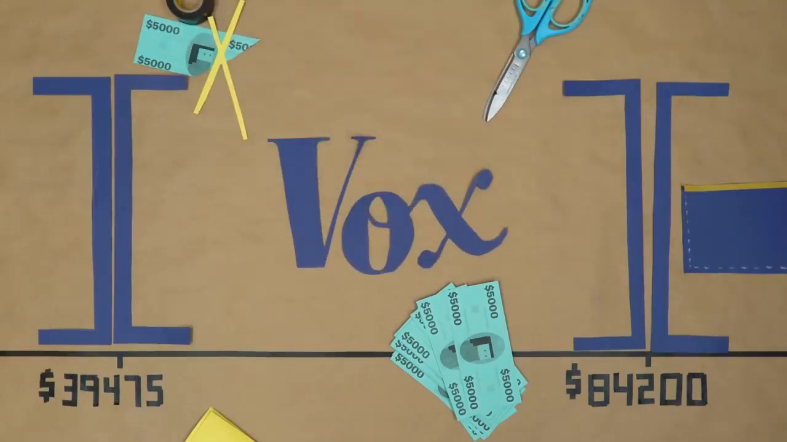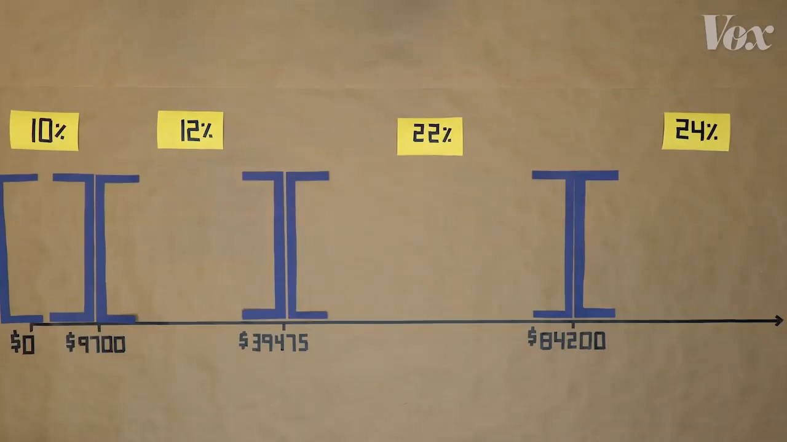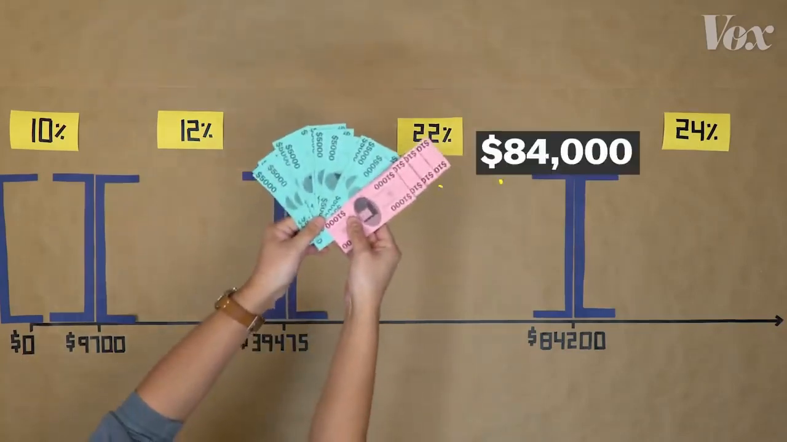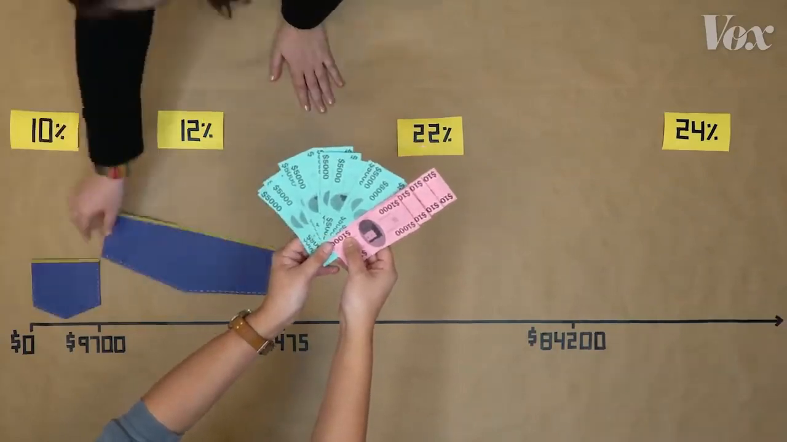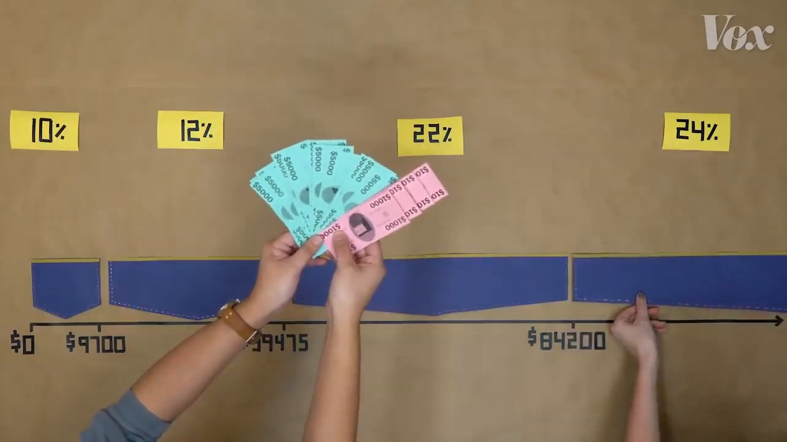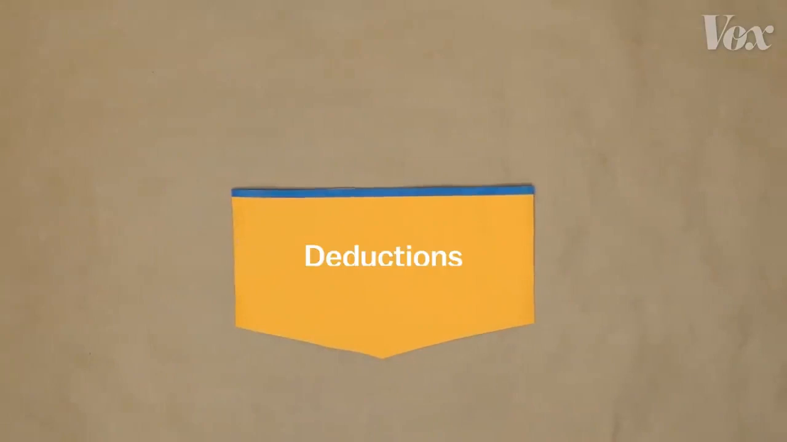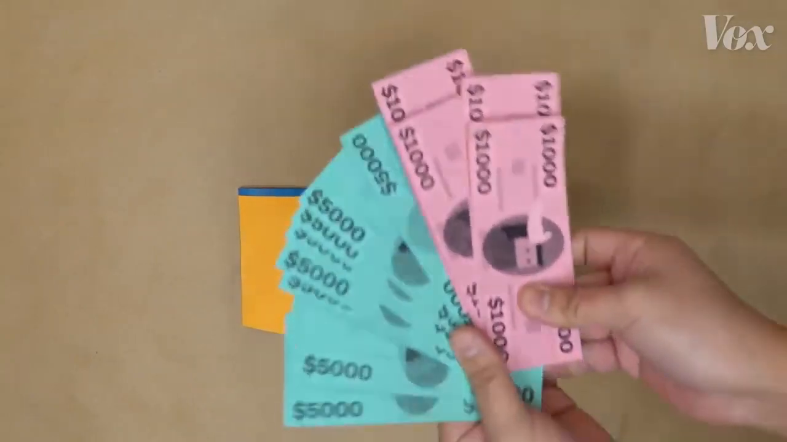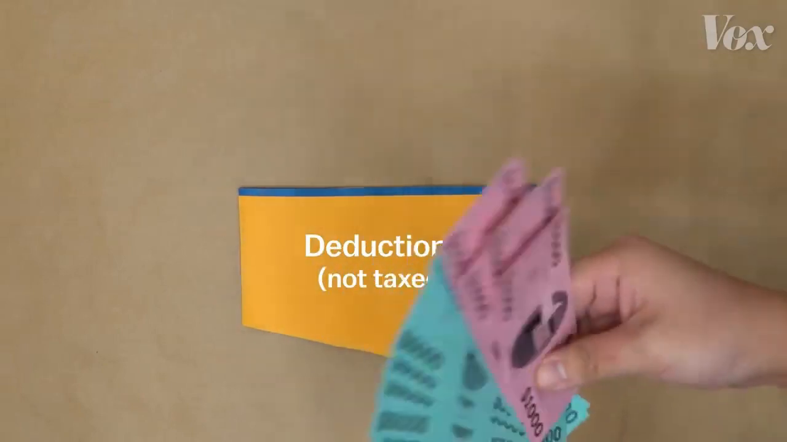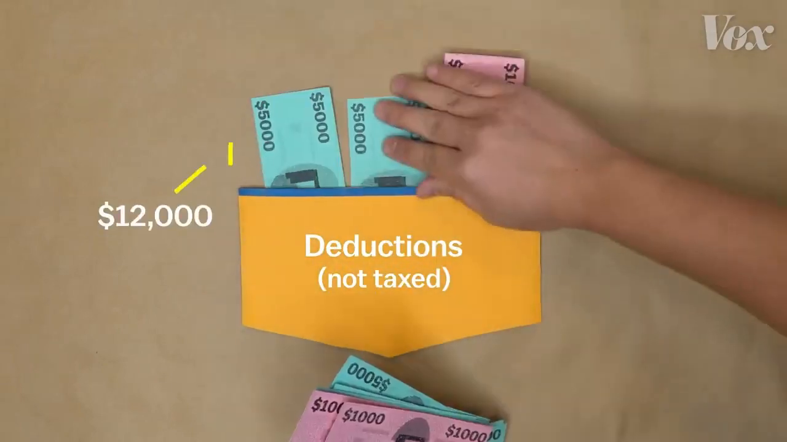Here's how it actually works. Let's go back to my $84,000 income. Now, instead of thinking of tax rates as brackets, we should think of them as pockets. But first, there's one special pocket we need to talk about. The money we put in this pocket is not taxed. The government automatically lets single people put $12,000 in this special pocket, and more for couples.